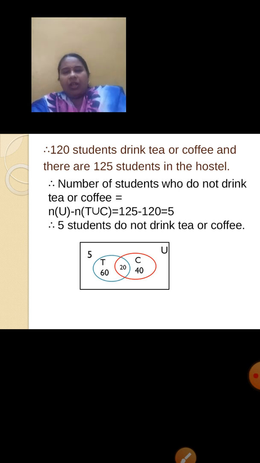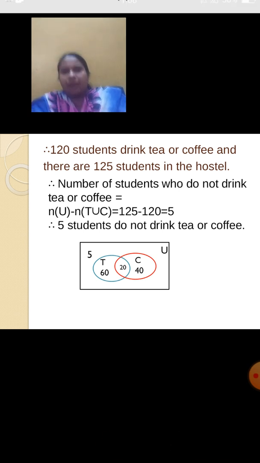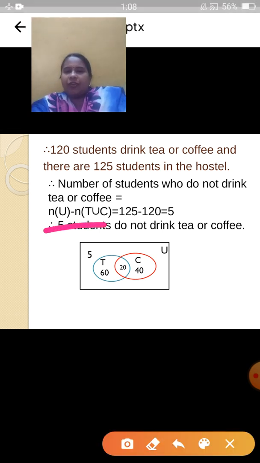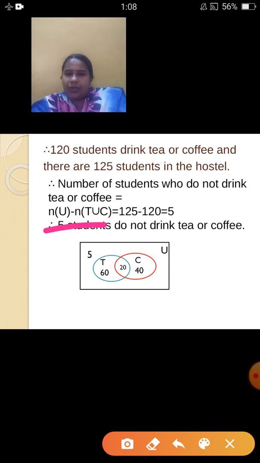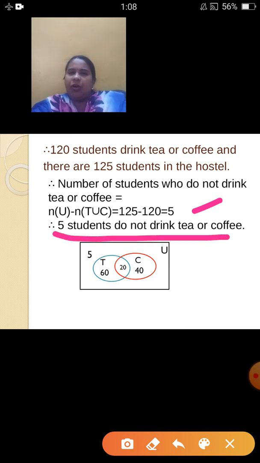So then what? Number of students who do not drink tea or coffee. There is a formula for this. From the universal set, you need to subtract the union. So it will be 125 minus 120, that is equal to 5. Now the final answer will be: there are 5 students who do not drink tea or coffee. Now here we end with this sum.